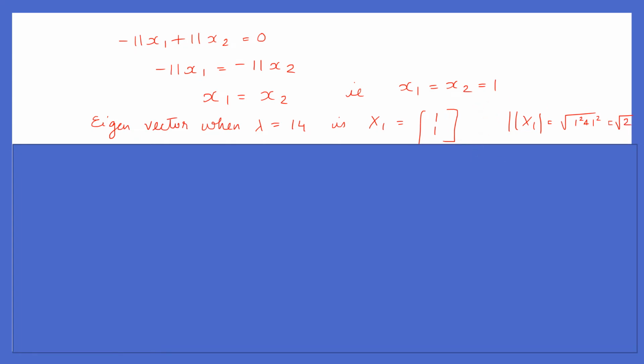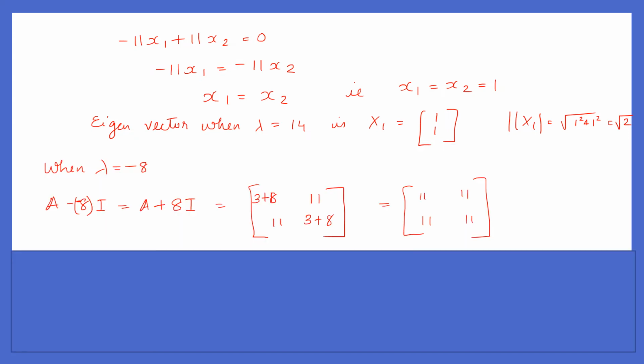Likewise, we have to find out the eigenvector for the second root. The second eigenvalue is lambda equal to minus 8. So we have to identify A minus minus 8I, that is A plus 8I. So the change will happen on the diagonal elements: 3 plus 8, 11, 11, 3 plus 8. So 11, 11, 11, 11 is the corresponding matrix.